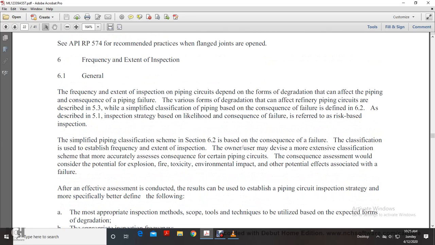The simplified piping classification scheme of section 6.2 is based on the consequence of failure classification used to establish frequency and extent of inspection. Owners and users may devise a more extensive classification scheme to more accurately assess the consequence of failure. For the consequence assessment, the potential for explosion, fire, toxicity, environmental impact, and other potential effects associated with the failure would be considered. An effective assessment result can be used in establishing the piping inspection strategy.